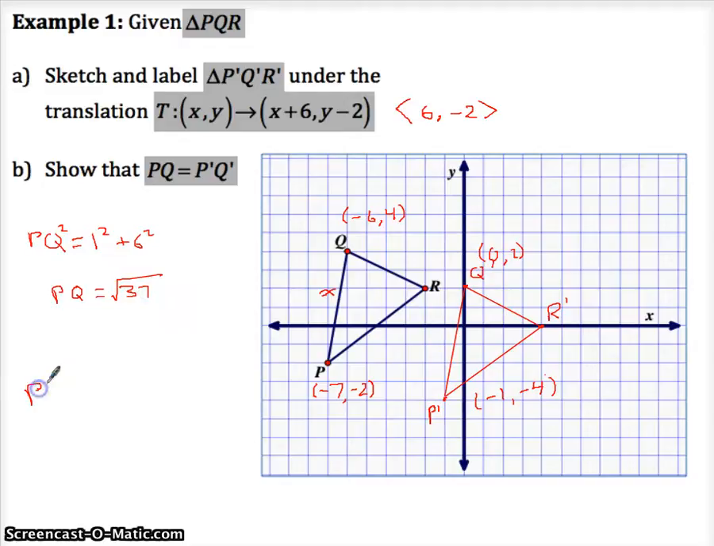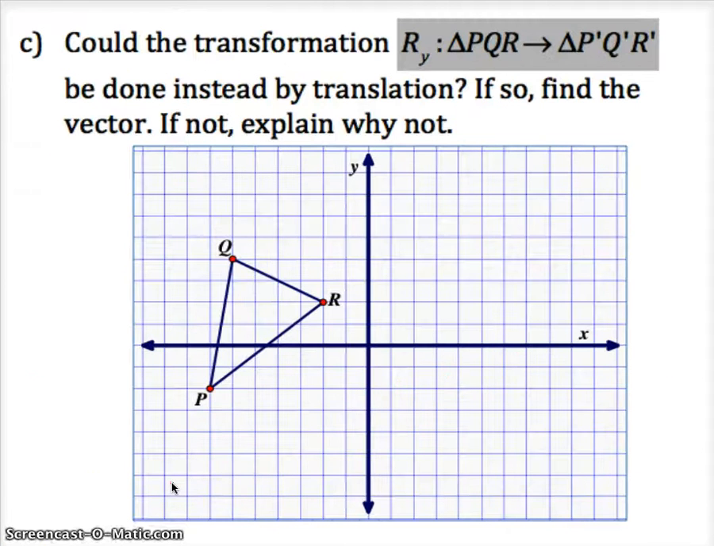And from P prime to Q prime, well, from P prime to Q, -1 to 1, okay, that's 1, and -4 to... that's 6. Oh, guess what? It's another 1 by 6 triangle. So if I do that, Pythagorean theorem, that gives me P prime Q prime squared. And so the distance from P prime to Q prime is, believe it or not, exactly the same. Okay. Check me in the calculations if you wish. I do make mistakes on these things from time to time.